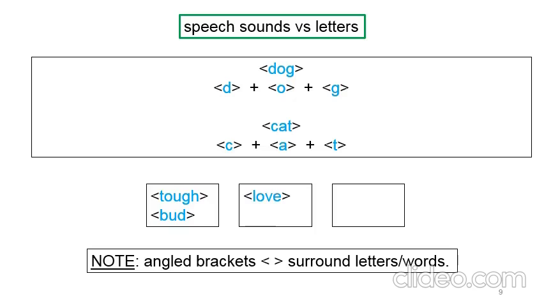Love, four letters, and l, a, v, three sounds. X, two letters, and e, k, s, three sounds. Beige, five letters, and b, a, j, three sounds. Buff, four letters, and b, a, f, three sounds.